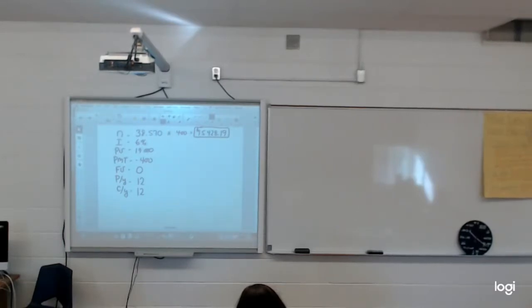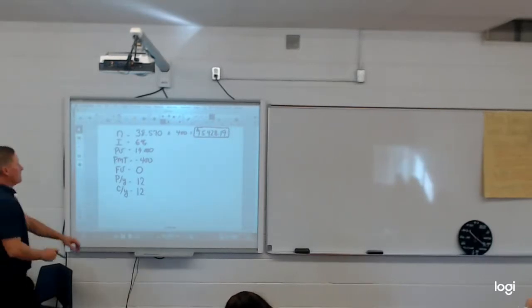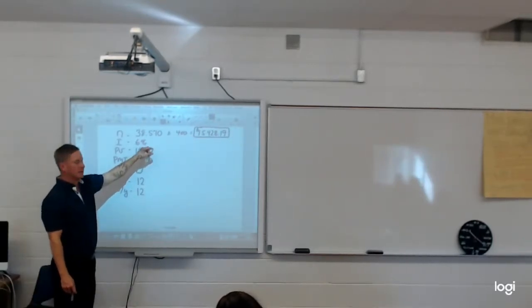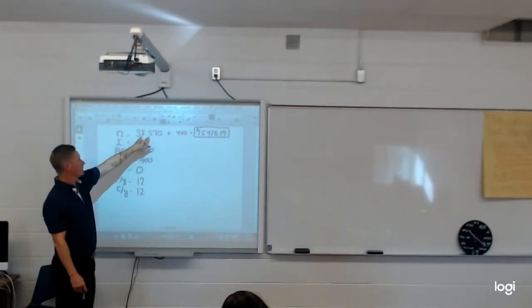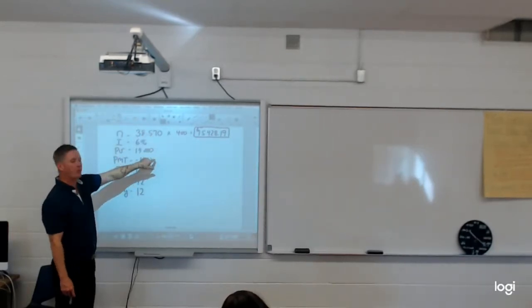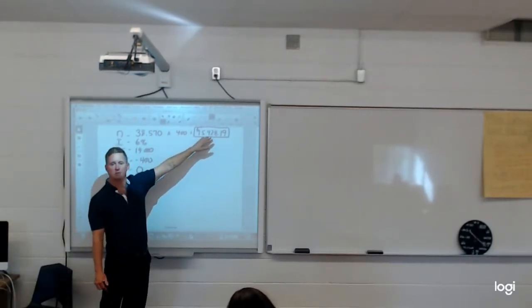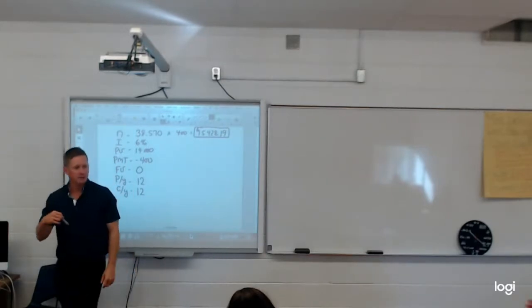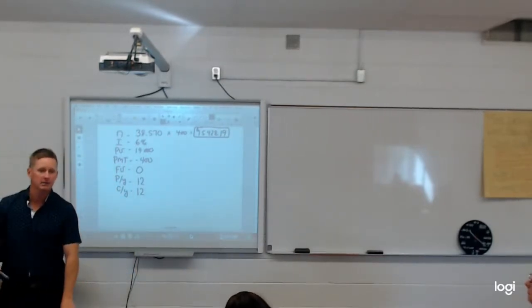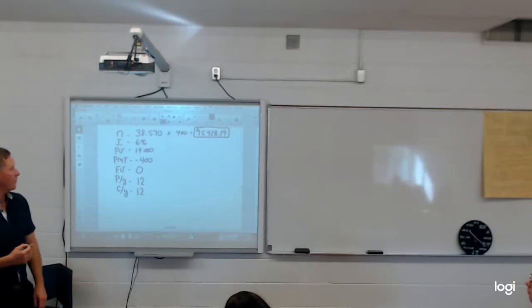So what is the actual interest on the amount of the loan? What's the total interest on this loan? You don't need a calculator for it. $1,428.19. That's right. We borrowed $14,000, correct? We paid it off. It took 38.57 payments of $400 to pay it off. That's how much we paid on this loan. So the difference between the two is the amount of interest that I paid on this loan, in this case $1,428.19.